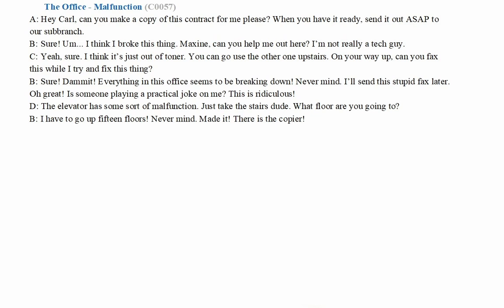And now let's look at our last word. Never mind. Okay, so if you say never mind, it means don't worry about it. Forget it. Yeah, this is so common, and I think it would be helpful to understand how it's used. So let's hear some examples.